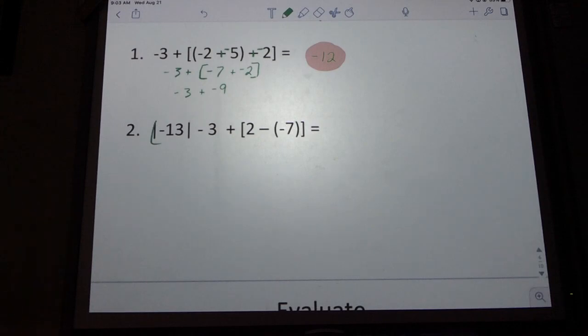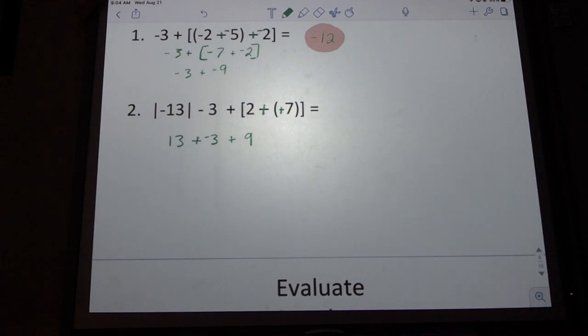Okay, these are grouping symbols, but they are absolute value lines. So you do have to do them first, but you have to solve them first. So that's a positive 13. It's a minus 3, but we're going to chunka, making that a negative. This is a negative, so chunka. We have plus 2 plus 7 is 9. Combine your positives and then do big minus little. So 13 plus 9 is 22, plus negative 3 is a positive 19.